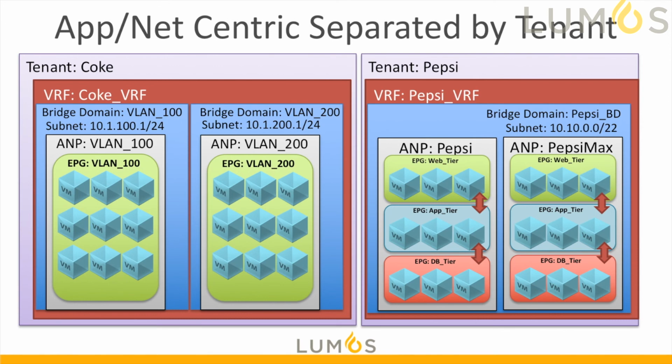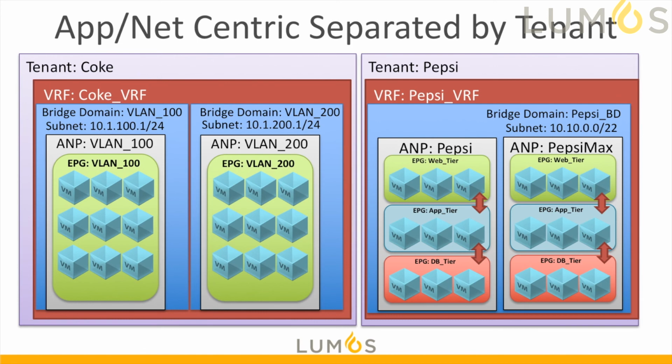So here we've got an application network-centric deployment, both separated by a tenant. So we've got tenant coke, our VRF coke, and then we've got our bridge domain VLAN 100, our subnet address, our application network profile, and our EPG fall under that, right? VLAN 200 has its own subnet, its own EPG. So this is our network-centric model.